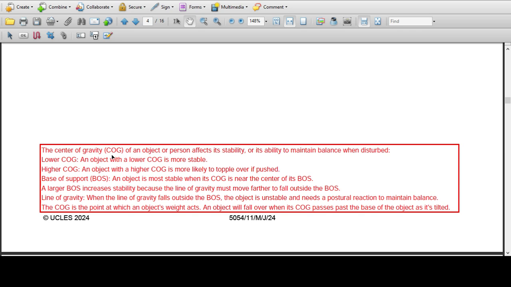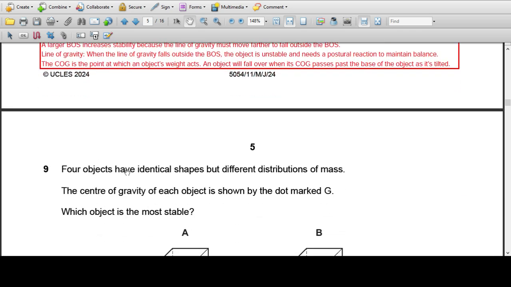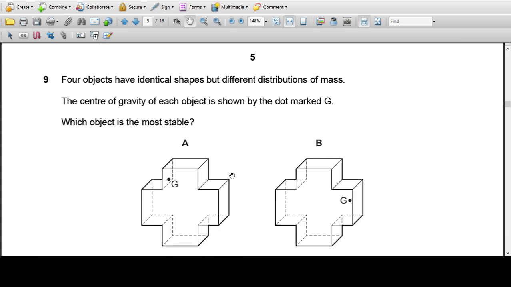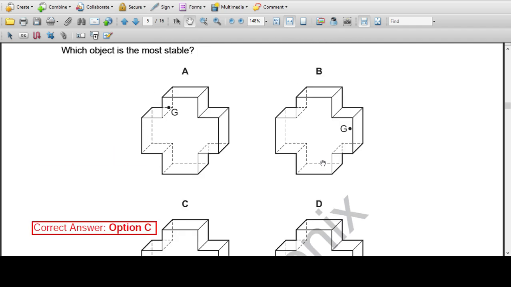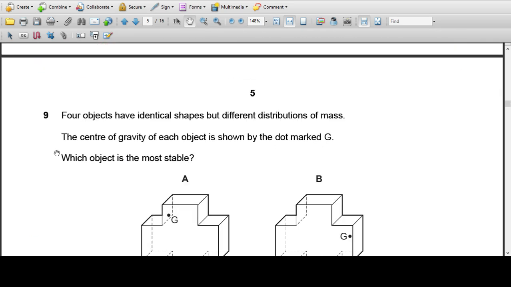Now we have 4 objects with identical shape but different distribution of mass. The mass distribution is different. The center of gravity of each object is shown by the dot marked G. Here the center of gravity is here, and here it is here. In case C the center of gravity is at the bottom, and at D the center of gravity is at this side. So the question is, which object is the most stable?